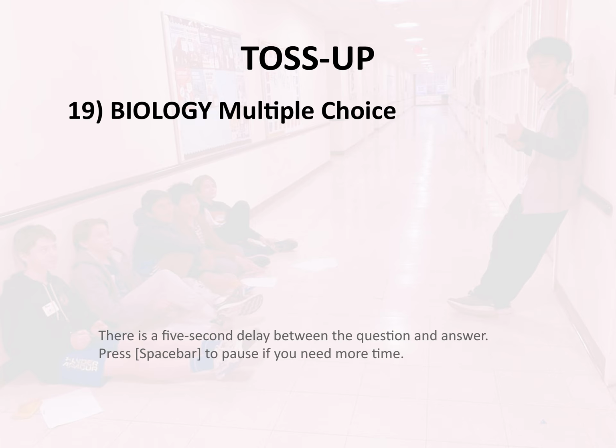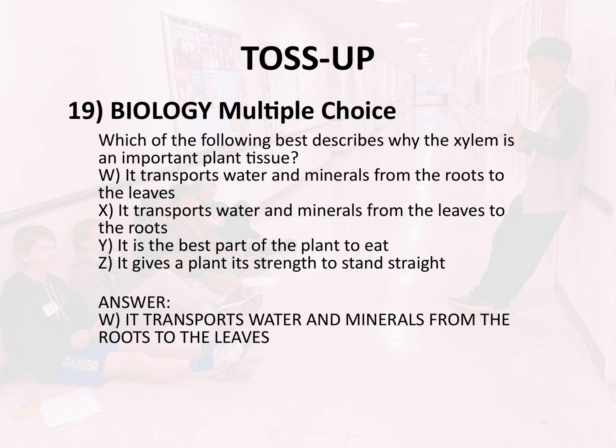Y. It is the best part of the plant to eat. Z. It gives a plant its strength to stand straight. Answer. W. It transports water and minerals from the roots to the leaves.